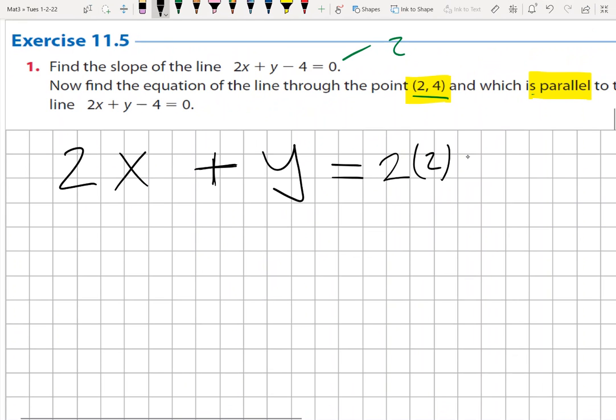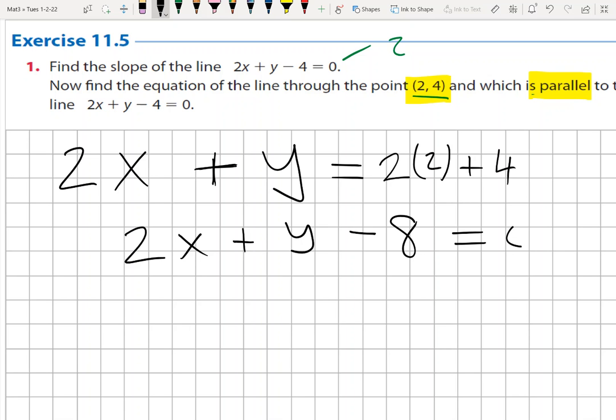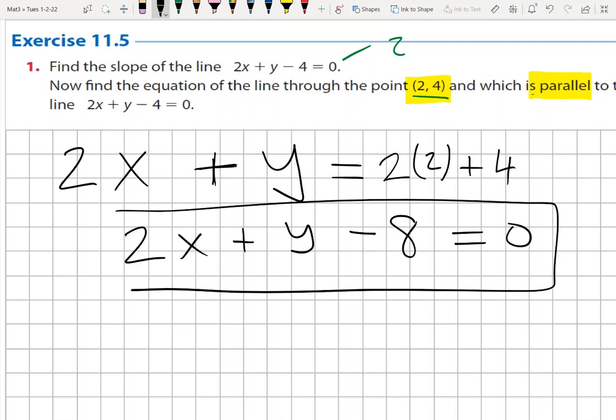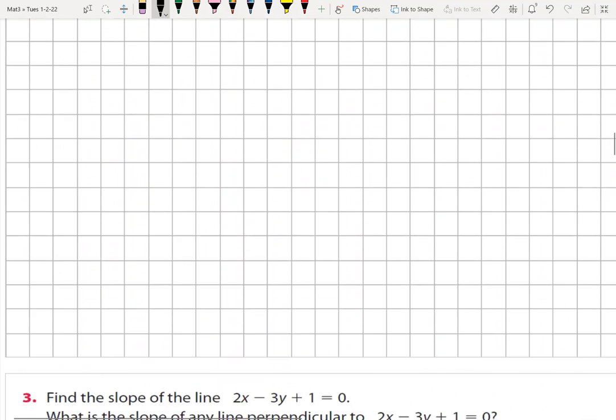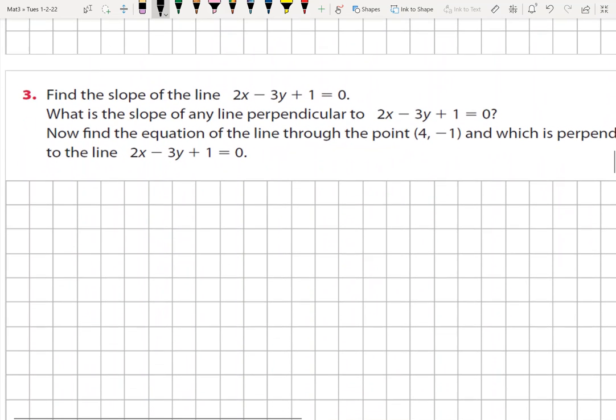2 times 2 plus 4, that's worth 8. 2x plus y minus 8 equals 0. So it's only a one liner there. You have question 3 for homework.